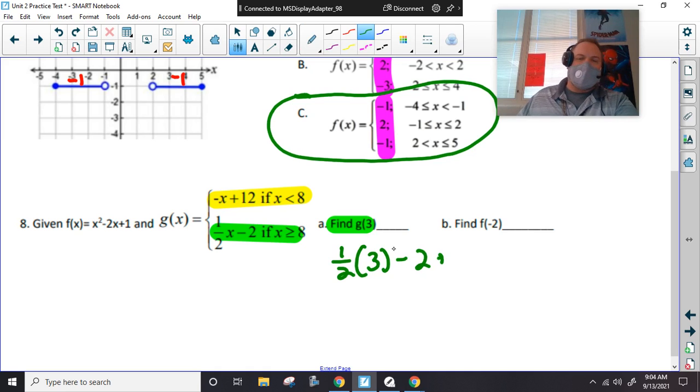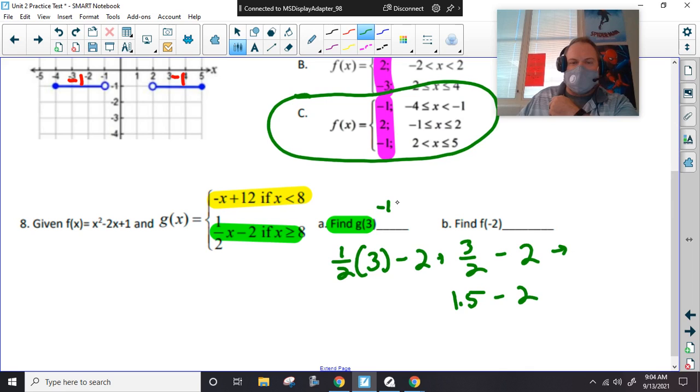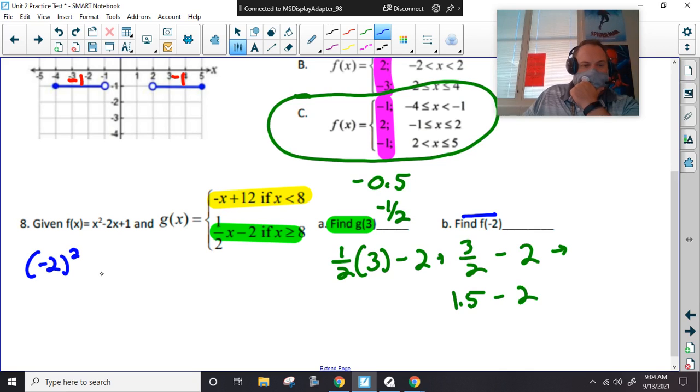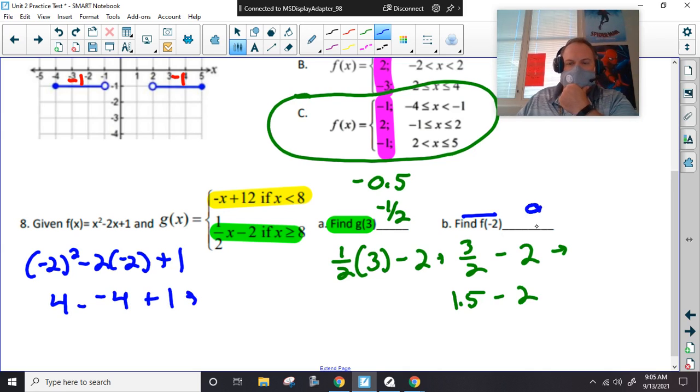That's rude. All right, so if you were doing this one, this is 3/2 minus 2, or I would change it to decimal, so this is 1.5 minus 2. If you do a fraction, this is -1/2. If you do it as a decimal, this is -0.5. I'll accept either. And then for this, this becomes 4 minus -4 plus 1, which is 9.